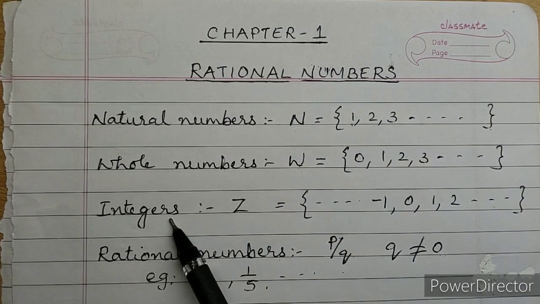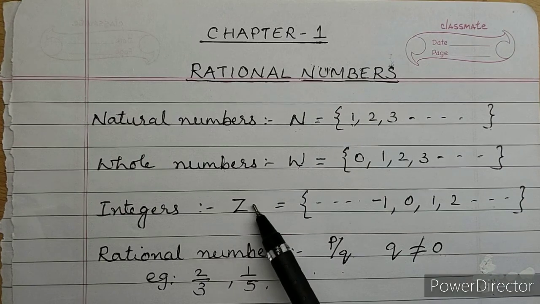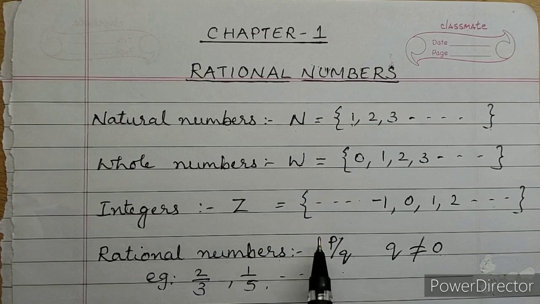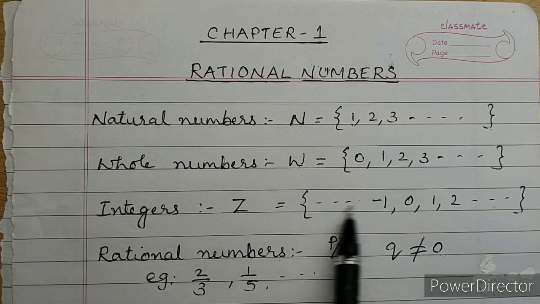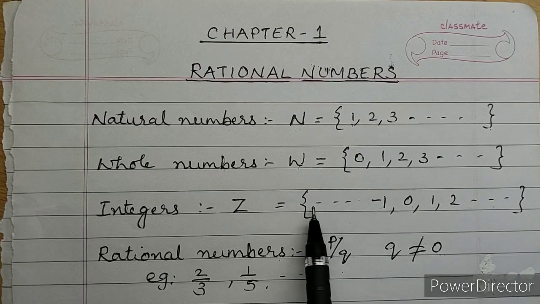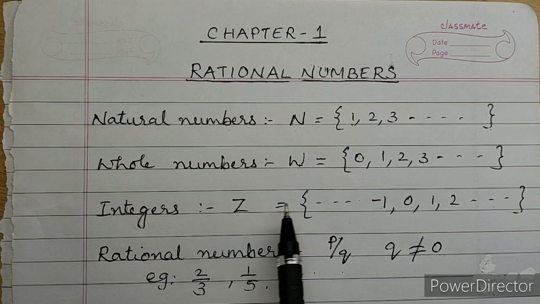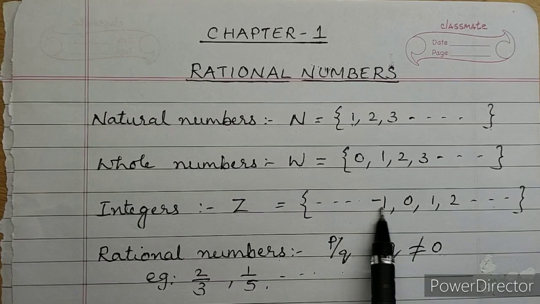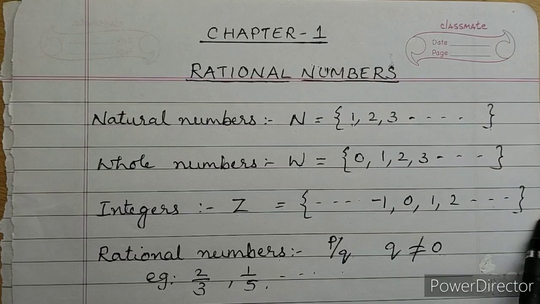Next comes integers, which are represented by the letter Z, which has come from the German word Zahlen. Integers are negative numbers, 0 and positive numbers. So Z is equal to the set where negative numbers extend to the left side and positive numbers extend to the right side: etc., negative 1, 0, 1, 2, etc.